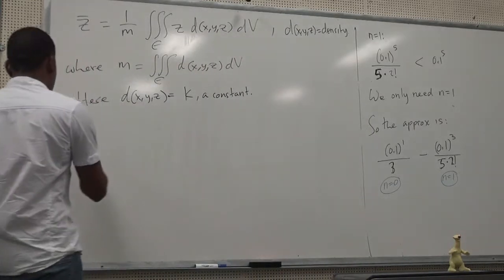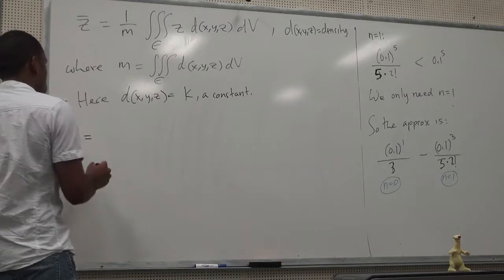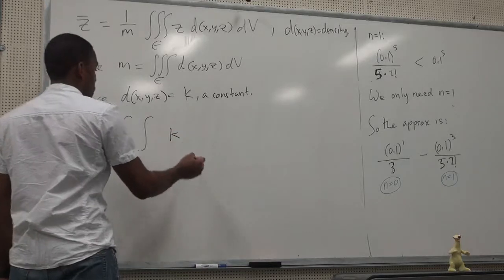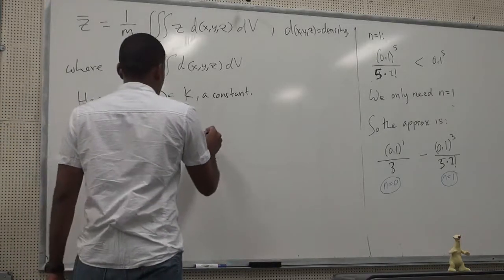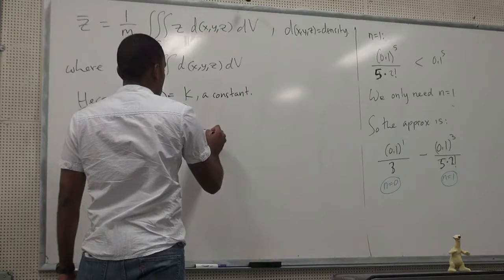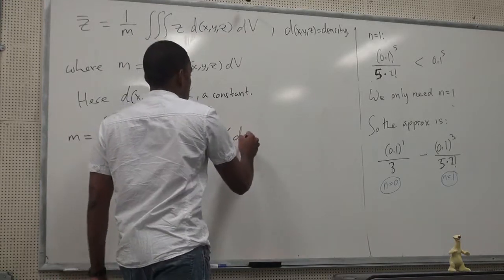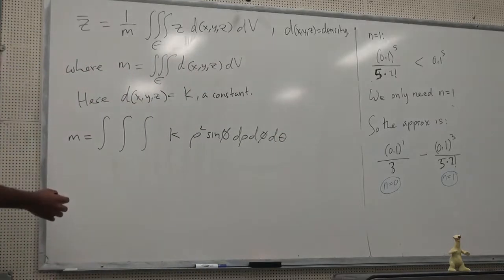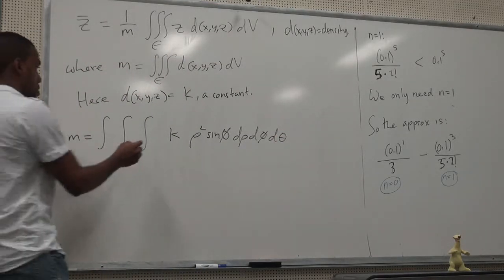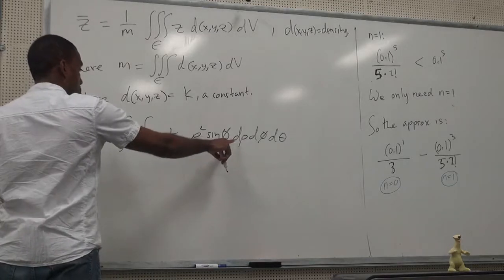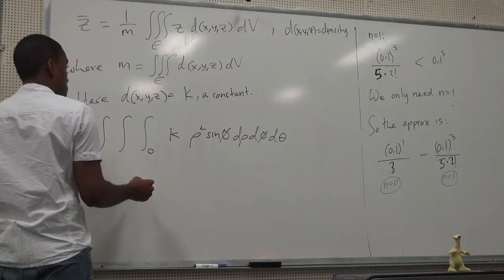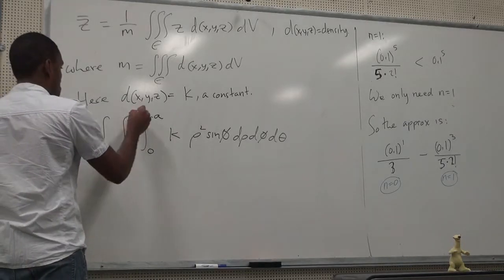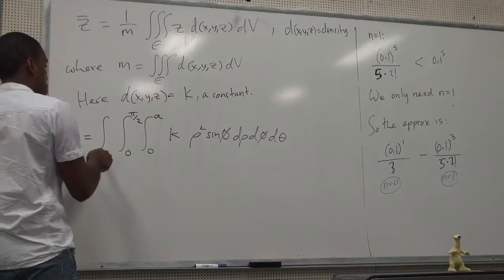Which means that your M is equal to, how do I set this up in spherical coordinates? Your dV, of course, becomes rho squared sine phi d rho d phi d theta. Theta is 0 to 2 pi, phi is 0 to pi over 2, and rho is 0 to a.